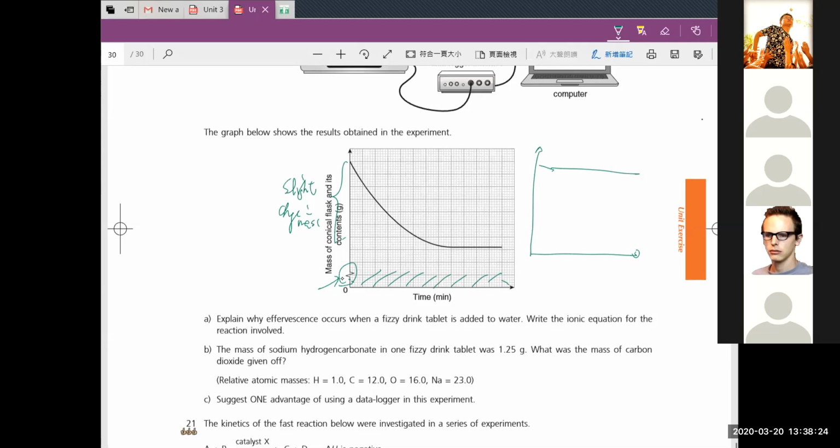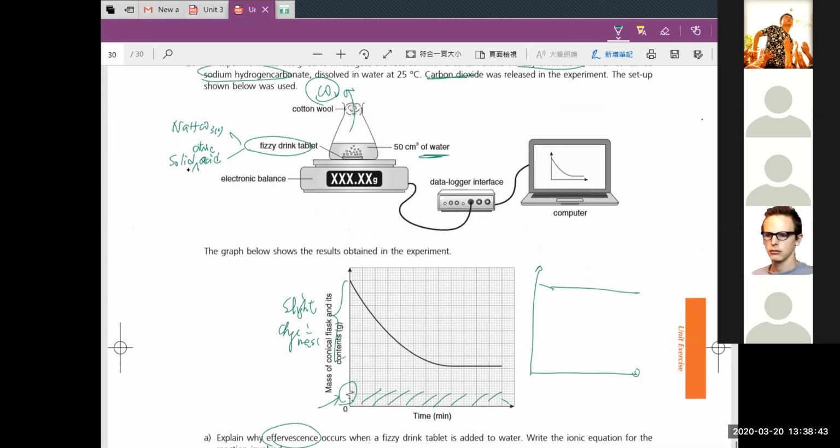Question A. Explain why effervescence occurs. Wow, come on. It is not the question about rate of reaction. It is acid alkali, right? That chapter. So what is that? The fizzy tablet contains a solid acid, mainly citric acid, and sodium hydrogen carbonate.